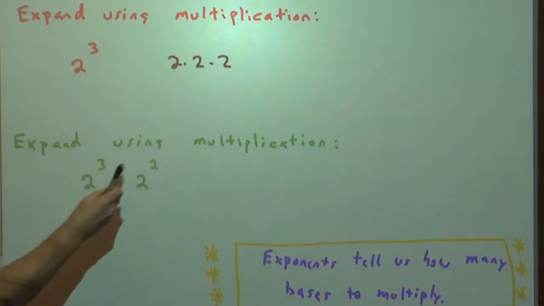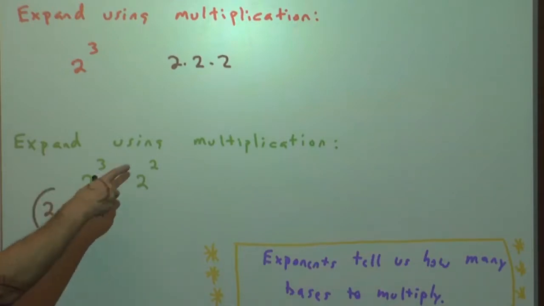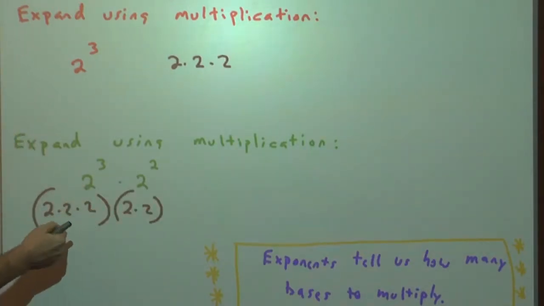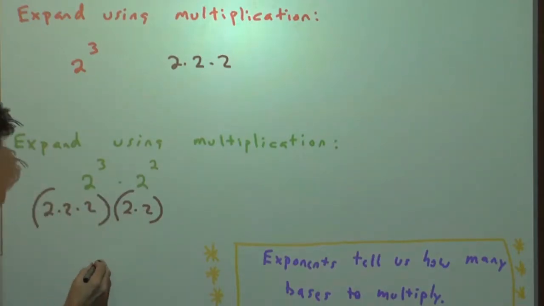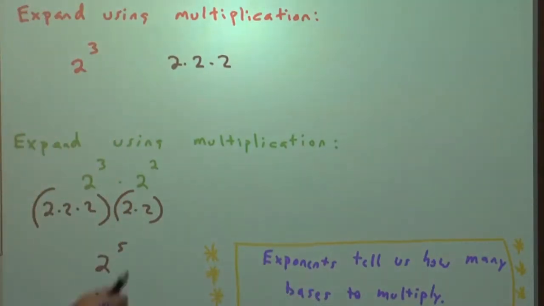Now, what if we expand this and use multiplication? 2 to the 3rd means you're multiplying 3 2's together. We're going to multiply that by 2 to the 2nd. That's multiplying 2 2's together. Now, in the end, altogether we have 5 2's, so this is going to be 2 to the 5th. Now, exponents, they tell us how many bases to multiply.